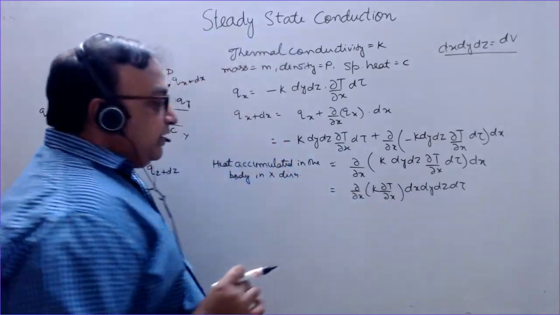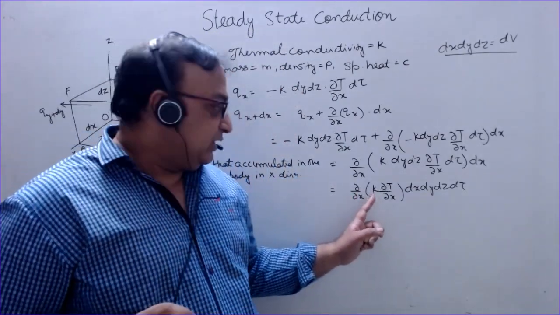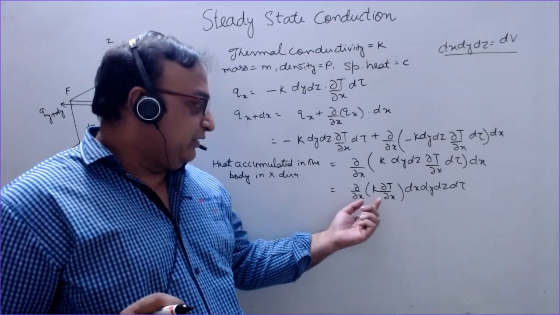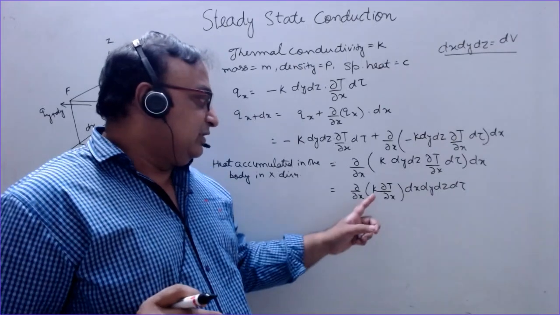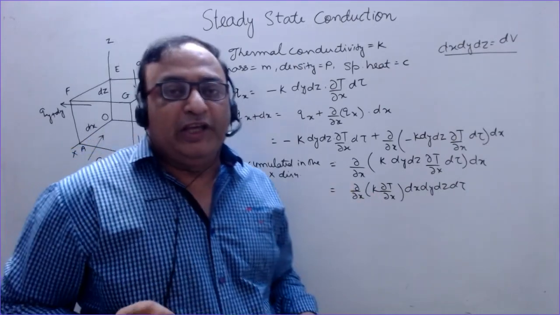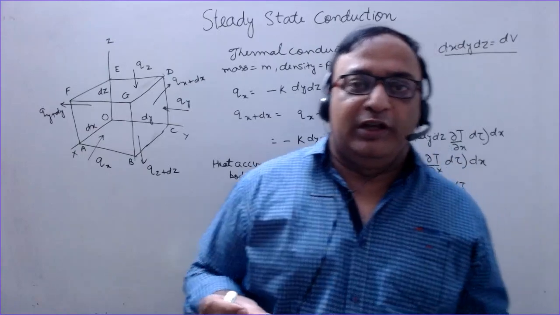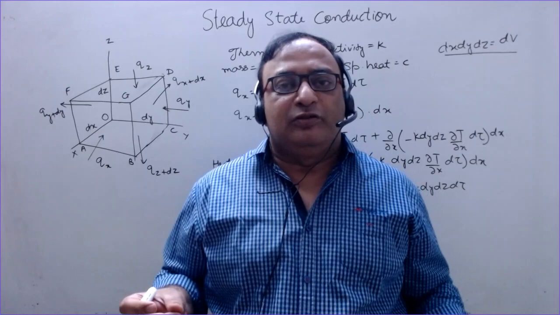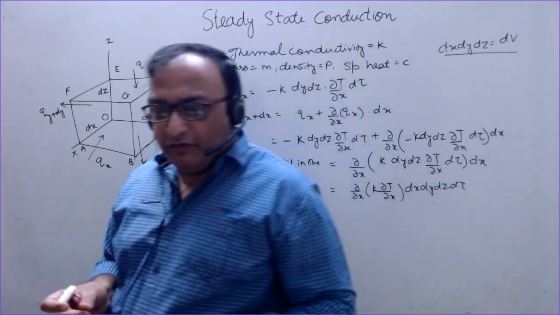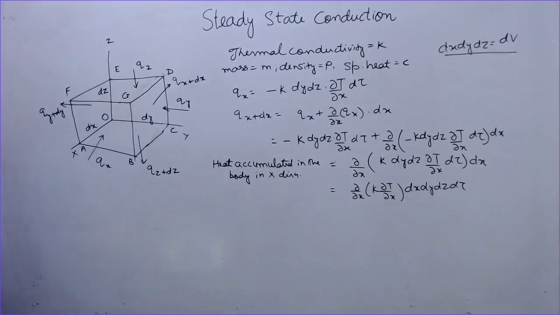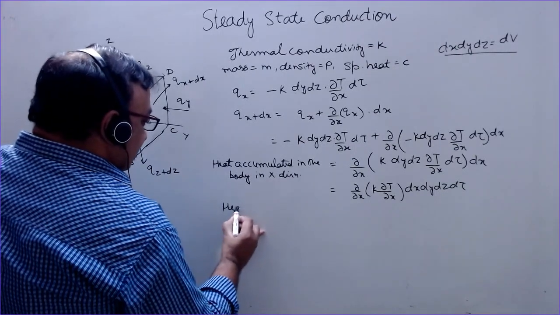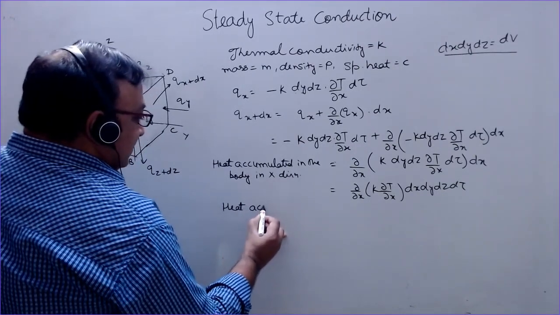So if I take k as variable, then I will have to write this inside this, then I have to take the derivative of this. If I take k as constant, then this can be taken out. So k can be varying in x direction also, in y and z direction, or k can be varying at the same rate in the three directions, or k can be taken as constant. Here we will take this as constant. Similarly, you can write the expression for heat accumulated in y and z directions.